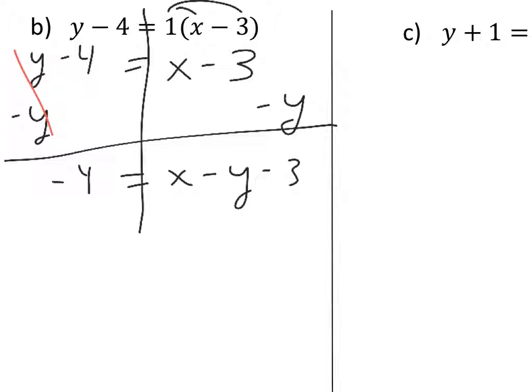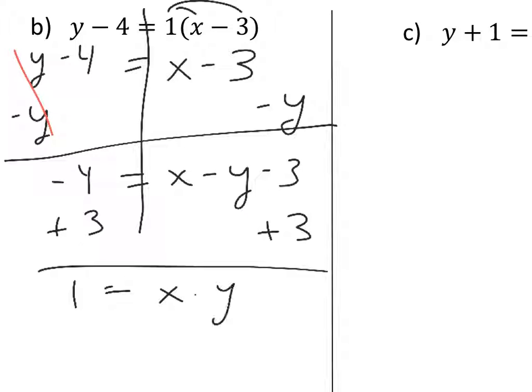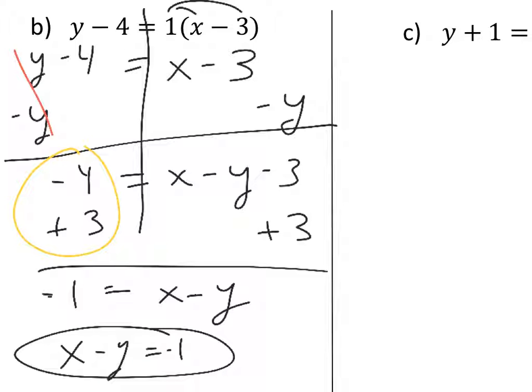Now I'd be finished except for I still have a constant over here, so I need to move it to the other side. So negative 4 plus 3 is 1 equals x minus y. And now x and y are supposed to be on the left side, so I'm just going to flip that. X minus y equals 1. Oh, it should be a negative 1. Negative 4 plus 3 is a negative 1. So that should be a negative 1. And I'm finished.